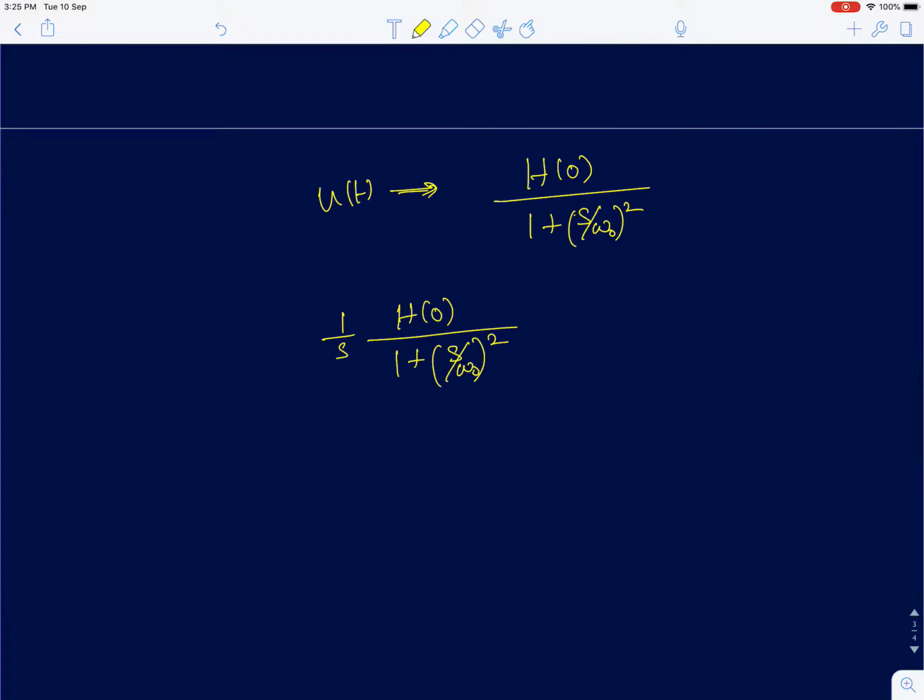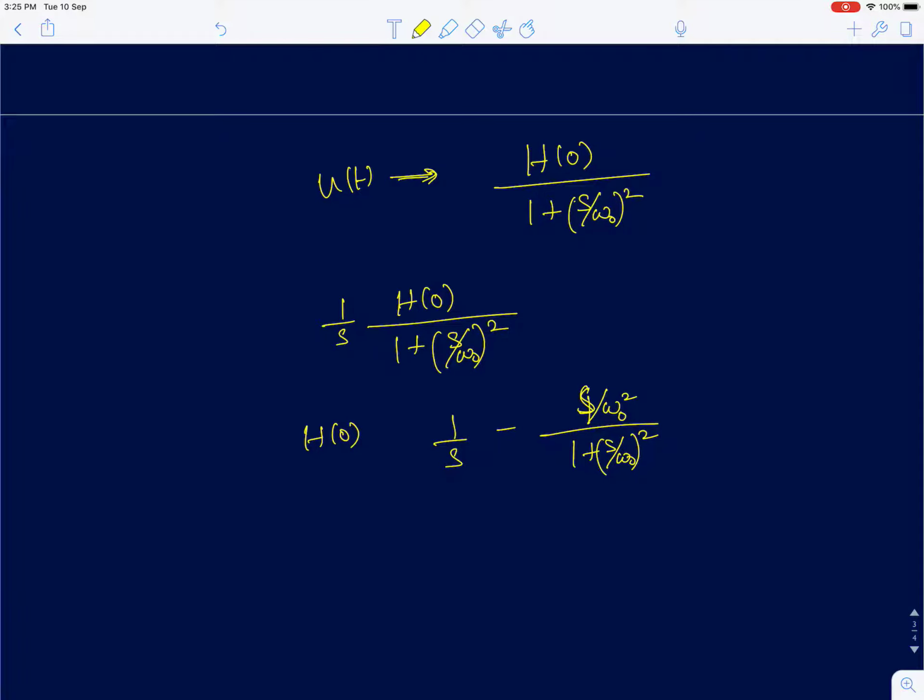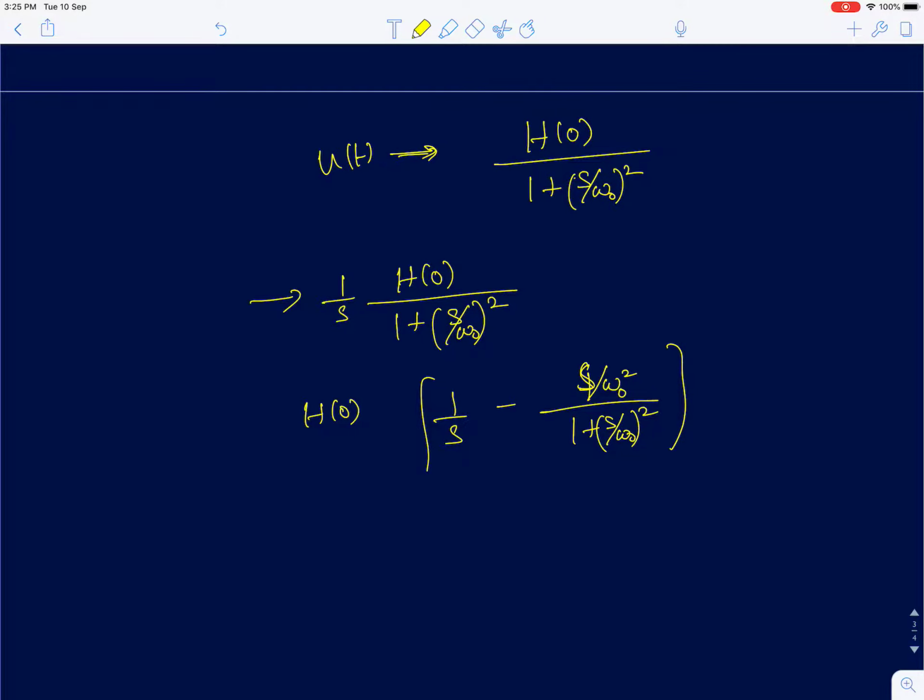Okay, so I'll just use partial fractions again. To expand it, you'd get, so I'll write it as s by omega naught square. If I multiply these two terms, I'd get the function back.